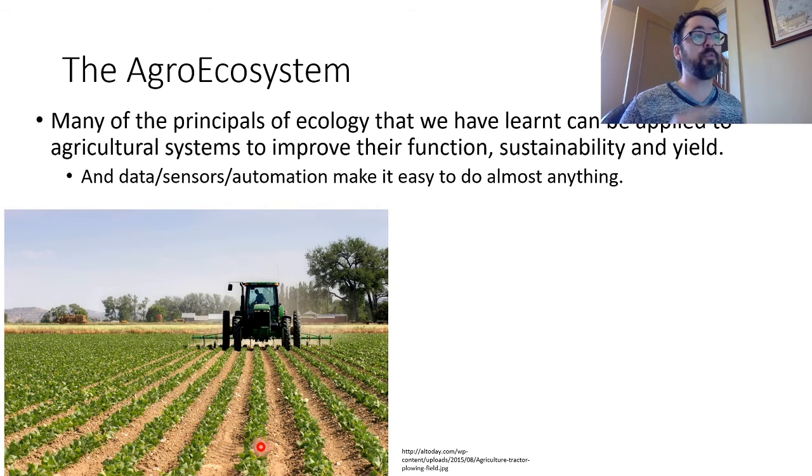All right, so many of the principles of ecology we've learned can be applied to agricultural systems to improve their function, right? Because now the ecosystem function of the agroecosystem is food production. We can potentially change them to increase sustainability and yield, right? With data, sensors, and automation, it's easy to do almost any kind of thing you can imagine.